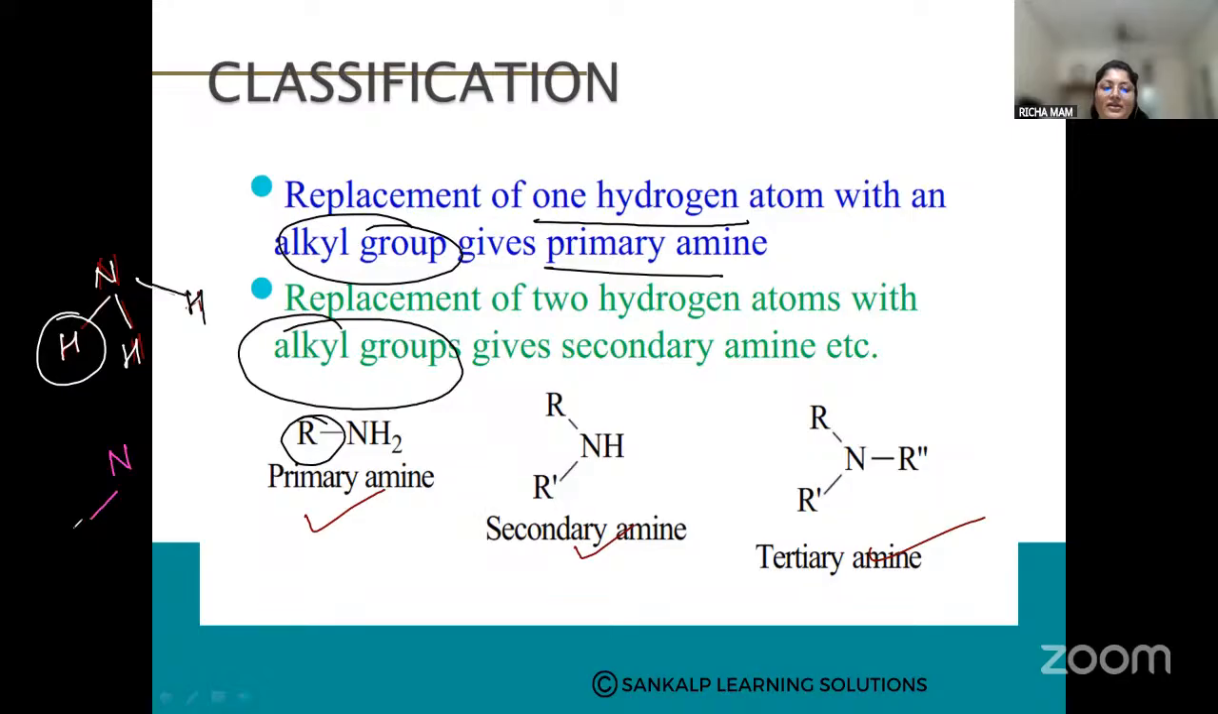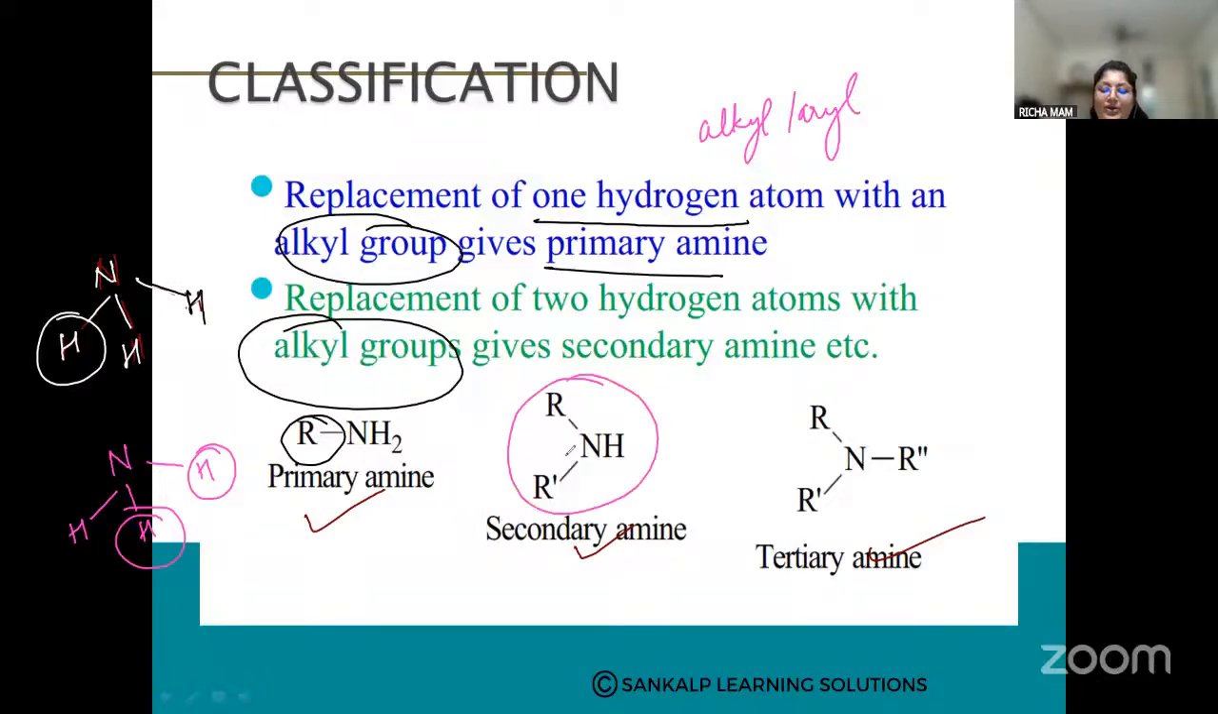Similarly, the replacement of two hydrogen atoms by an alkyl group, or you can take an aryl group, it can be an alkyl group or an aryl group, then it gives rise to a secondary amine.